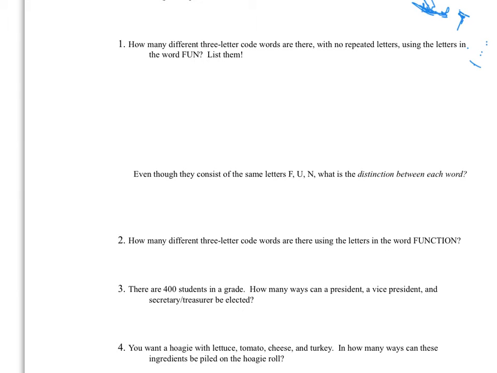For question number 1, this is the fundamental principle of counting. We have 3 things to pick. We have to pick a first letter, a second letter, and a third letter, so we have 3 different events. We have 3 choices for the first letter, and then once we've picked a letter, we only have 2 for the second, and then 1 for the third. So we should have just 6 different code words. Let's see what they look like.